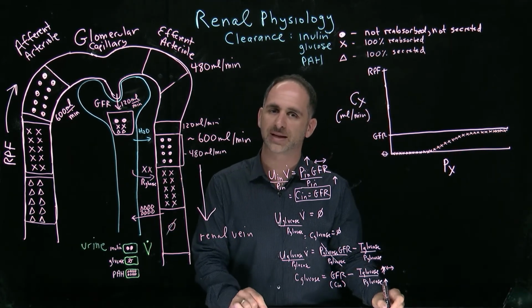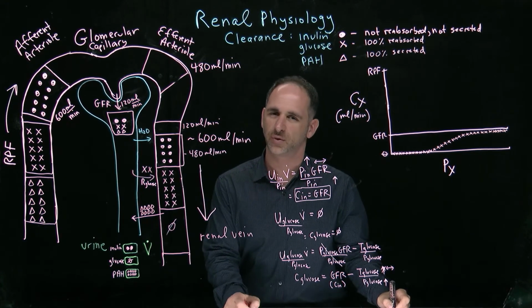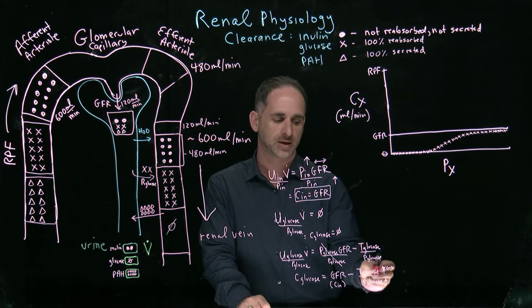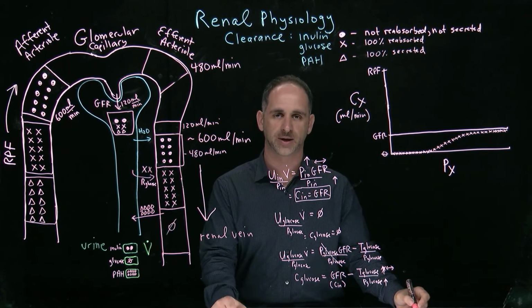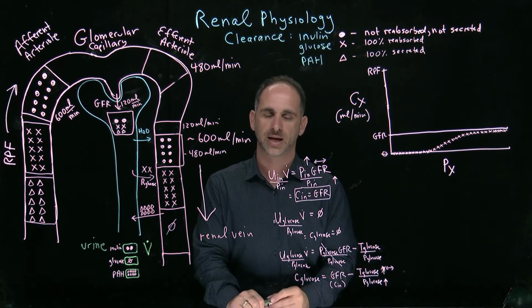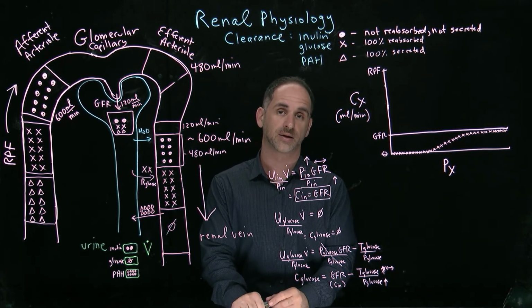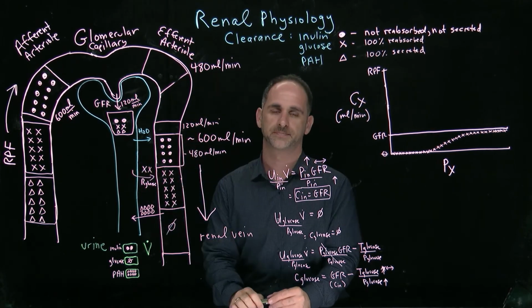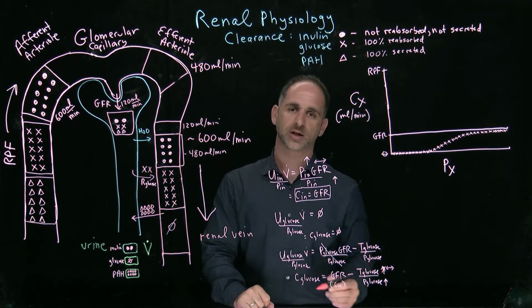Now, will it ever be exactly the clearance of inulin? Well, no, that's not going to be possible because there's always going to be some small amount of plasma that you have to subtract off, but it's going to get awfully close. And so it's going to look a lot like inulin because this amount that's being reabsorbed here is going to be negligible. Okay? Now let's take a look at PAH.